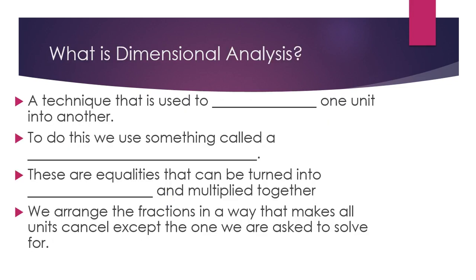All right, so what is dimensional analysis? Well, dimensional analysis is used to convert one unit into another. If we want to convert grams into pounds, we would use dimensional analysis. Now, to use dimensional analysis, we use something called a conversion factor. A conversion factor is just an equality that can be turned into a fraction. Now, once you have fractions, like we just learned, you can multiply them together to make the conversion. Right? So we're going to arrange all our fractions in a way that makes it so that all of the units cancel out except for the one that we are asked to solve for.